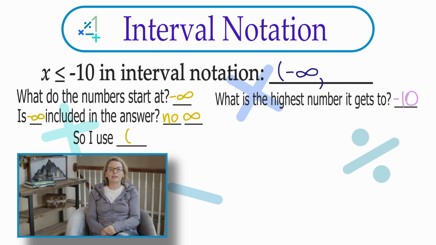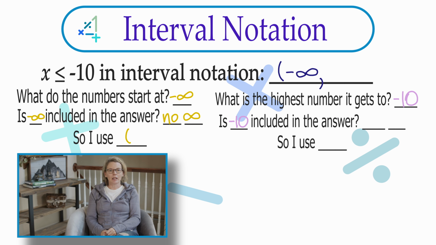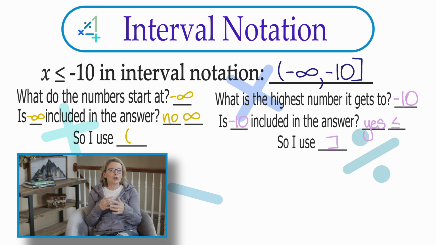We end at -10. Is -10 included in the answer? Yes, because of the or equal sign. That tells me to use a bracket. So I finish the answer and put -10 here and then close with a bracket to show that it can touch -10. Now we'll see where that union U comes in.